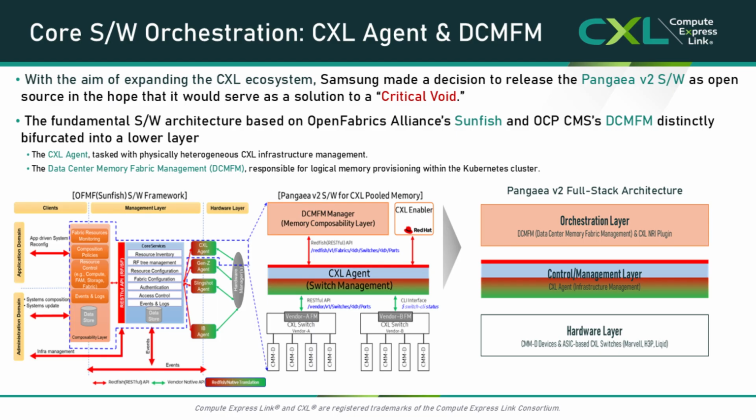Positioned directly above the CXL agent is the DCMFM manager, a memory composability layer that stringently implemented the OCP composable memory system architectural specification. DCMFM Manager facilitated the stable execution of the memory-intensive application path on the worker node within the Kubernetes cluster, negating the requirement to procure expensive, specialized bare metal nodes equipped with massive memory.